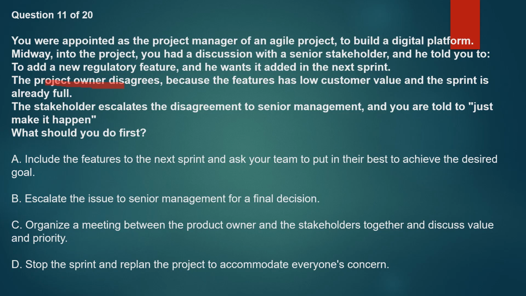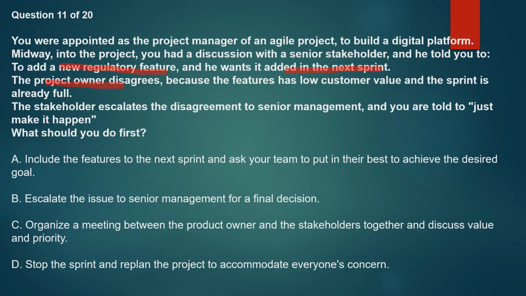You were appointed the project manager of an agile project to build a digital platform. Midway into the project, you had a discussion with the senior stakeholder and he told you to add a new regulatory feature. And he wants it added in the next sprint. Underline this: in the next sprint.